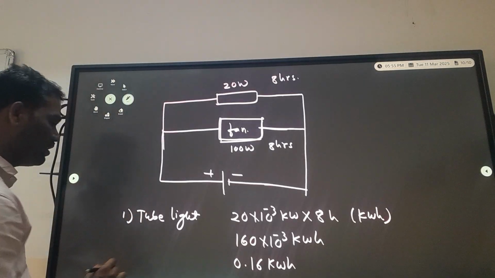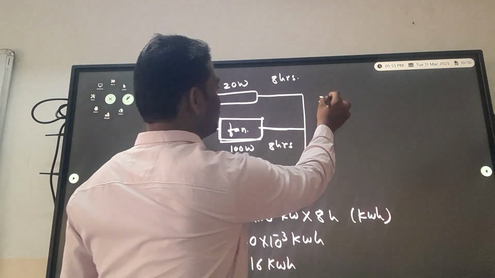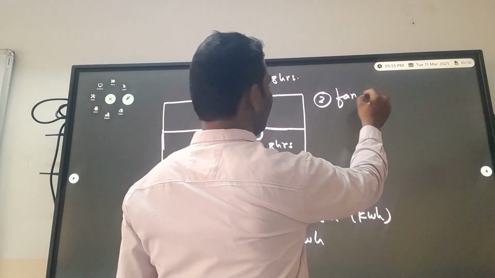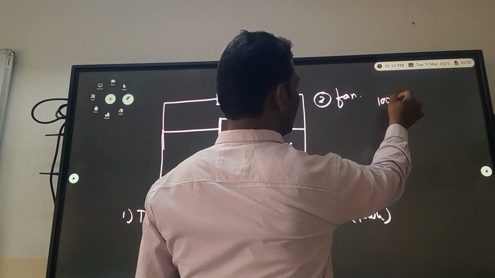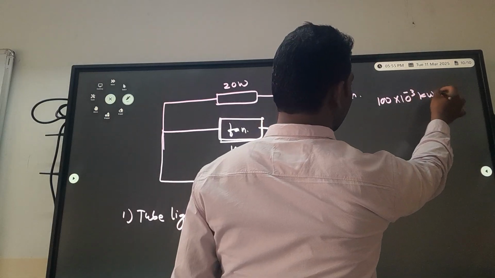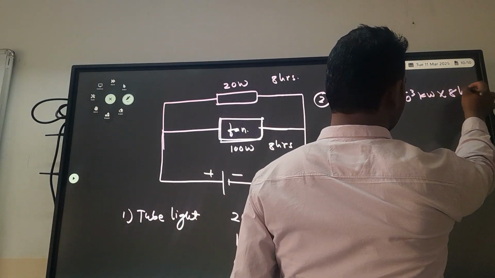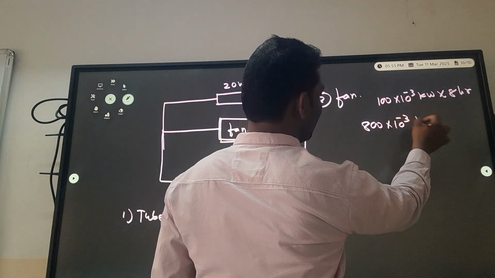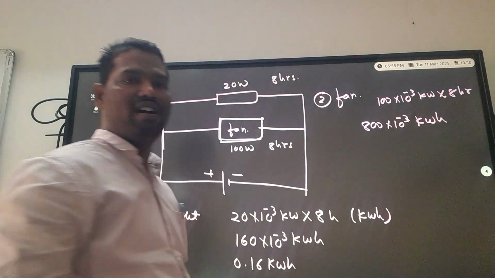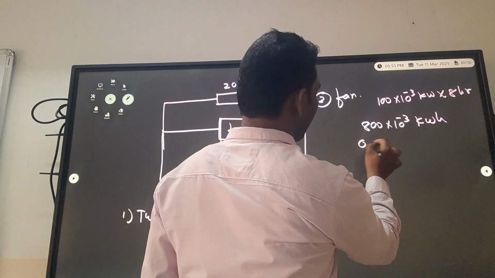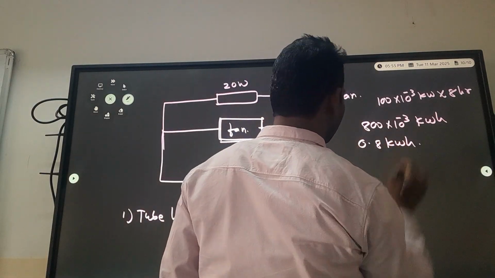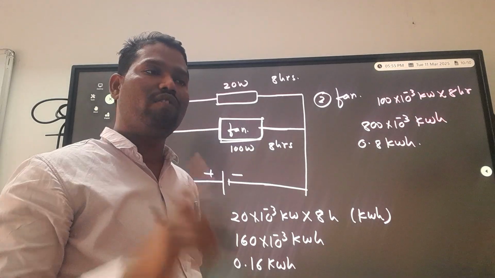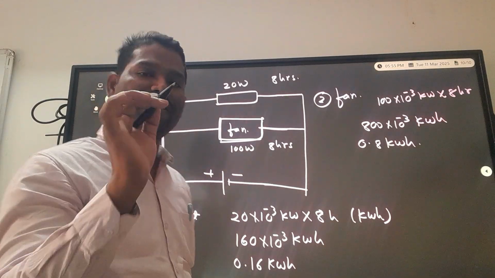Now we have considered the tube light. Second, we are using the fan. For the fan, how many hours? 8 hours, and we have to convert into kilowatt hour. So 100 into 10 to the power minus 3 kilowatt multiplied by 8 hours. So it will be 800 into 10 to the power minus 3 kilowatt hour. This is for 1 day. So how much energy? 0.8 kilowatt hour for the single day. Now we have to calculate the electricity bill. If the rate for 1 kilowatt hour is 10 rupees, then what is the electricity bill?